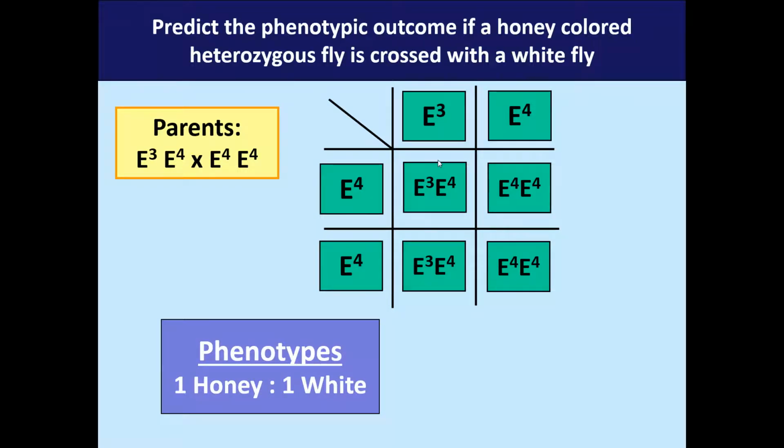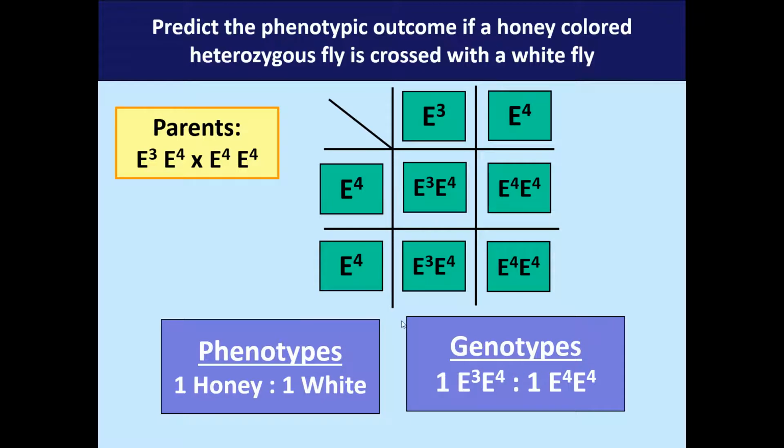Now there are 2 and 2 in the Punnett square, but when we're dealing with ratios, it's similar to fractions. We always put it in lowest terms. So for every 1 honey fly, we get 1 white fly. And so we write it as a 1-to-1 ratio. Genotypes is also a 1-to-1 ratio.